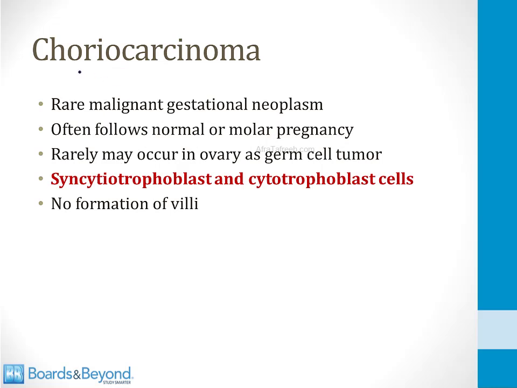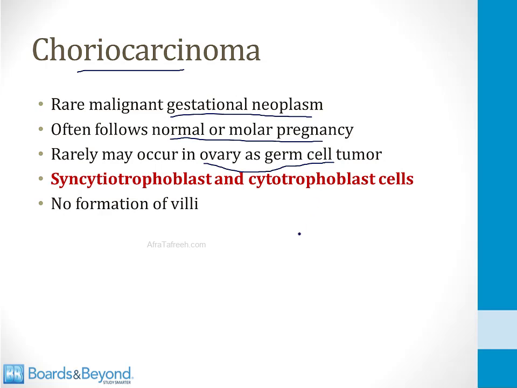Last ovarian tumor is a choriocarcinoma. Now, choriocarcinomas often occur in the uterus. They're a rare malignant gestational neoplasm, and I talk about these in the video on gestational tumors. In that situation in the uterus, they often occur following a normal or molar pregnancy. They can, however, also occur in the ovary as a germ cell tumor. They can also occur in the testes as well. When they do, they share many similarities with the uterine tumors.